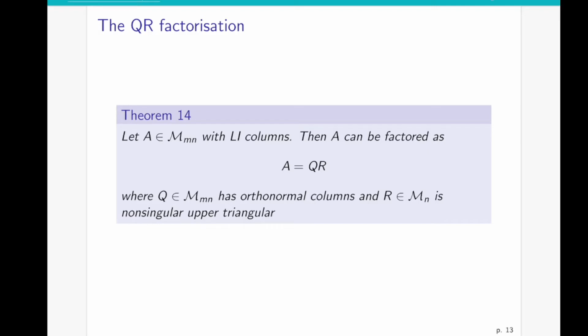Okay, so in the QR factorization theorem that I've reminded you of here, I'll point out one very important component. So suppose you have a matrix A with linearly independent columns, then we can find this factorization. And the important word here that I'm going to highlight in red is orthonormal columns. Okay. Orthonormal, not orthogonal. I mean, orthogonal and normalized, okay?